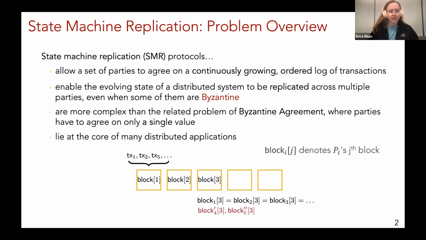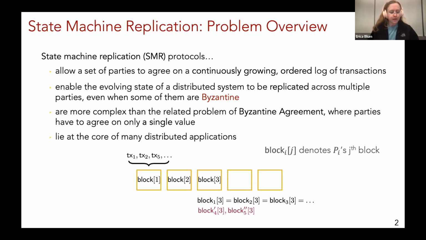We can view SMR as one of several problems under the broader umbrella of consensus problems. Another problem under that umbrella is Byzantine agreement, where parties agree on a single value. If it helps for the purposes of this talk, you can think of Byzantine agreement as single-shot agreement on binary values, and SMR as multi-shot agreement on arbitrary values.